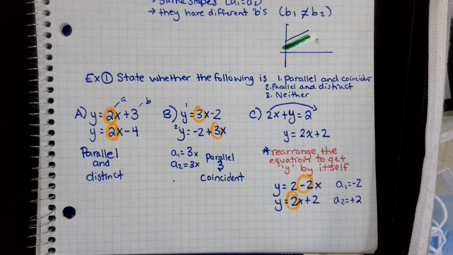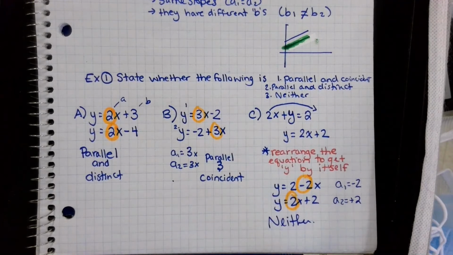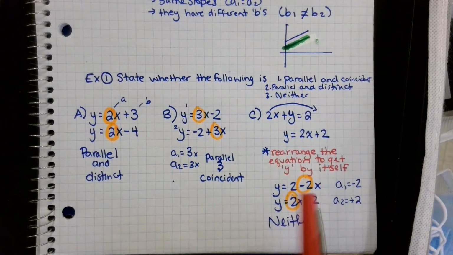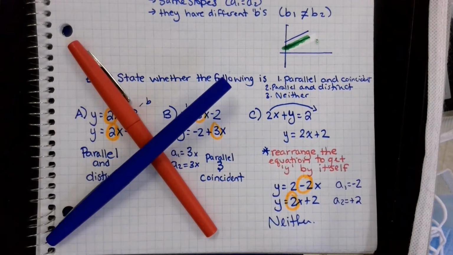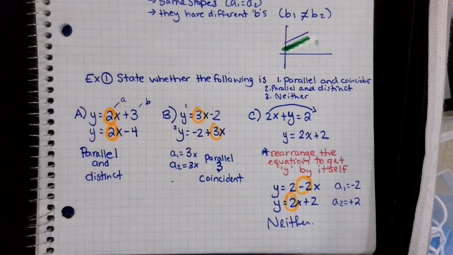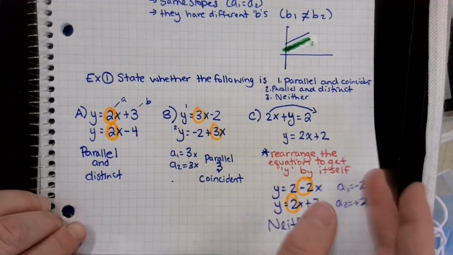So remember what I just said about the positive and negative. They are different. So therefore it is neither, because we don't even care about the b at that point. As soon as the a's aren't the same, this one line is going in this direction, that line is going in that direction. They are definitely not parallel. They cross each other. So they are neither. Good so far? Okay. Yes, Colby?